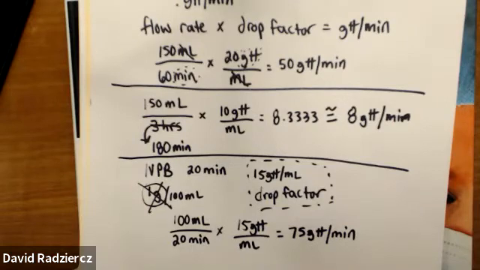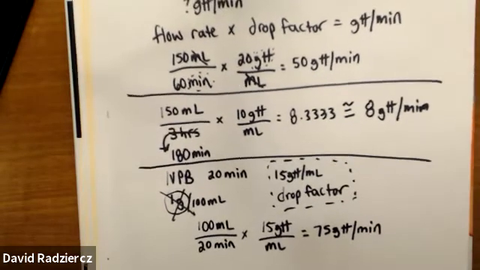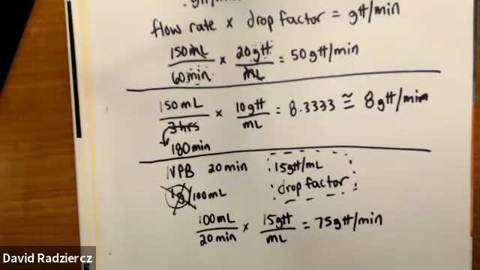So this is the way that would show up. But notice that the way you set it up, the way you solve it is exactly the same every single time. You take the flow rate times the drop factor, and that will give you the drop rate every single time. Okay. So I just wanted to show you a few of those. I do have a few more, but if you have questions, shoot.